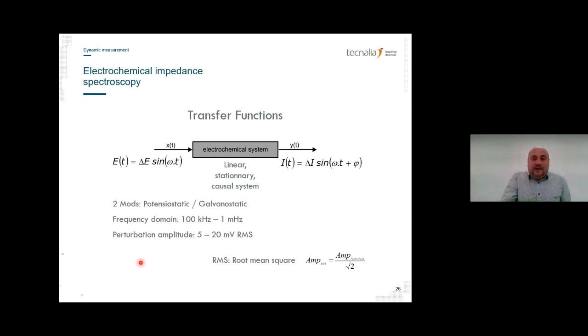What we usually do is work in potentiostatic mode, even if sometimes we can use galvanostatic, and we are going to perturb our system with various frequencies, from high frequency, around 100 kHz, to low frequency, on the order of the millihertz. And we give a very small amplitude to our perturbation. That means that impedance spectroscopy is non-destructive, so we can follow the same sample over time.